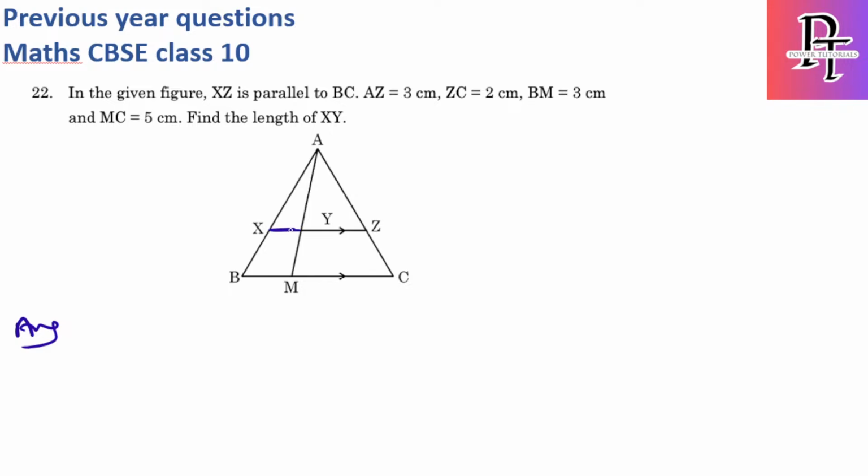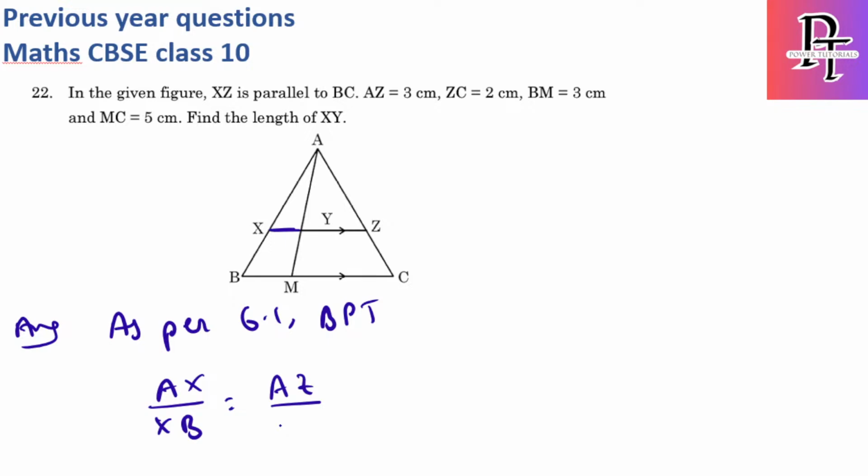So as per the BPT theorem, or the 6.1 theorem also, if you want you can mention BPT or 6.1 theorem, we have to clearly write. Then AX by XB is equal to AZ by ZC is equal to AY by YM. That is, if a line is parallel to the third side of a triangle, then this ratio is equal to this ratio is equal to this ratio. Let's write this as 1.